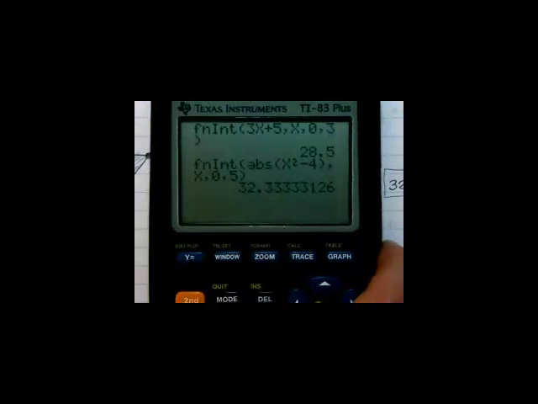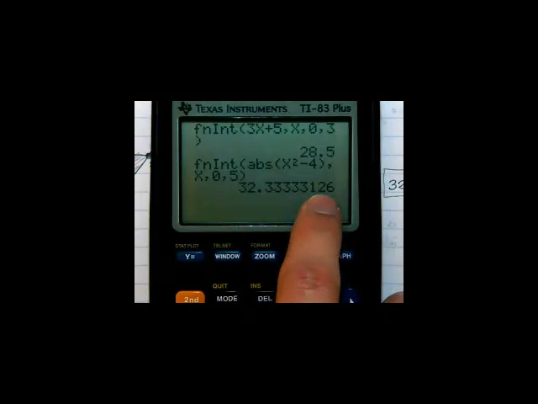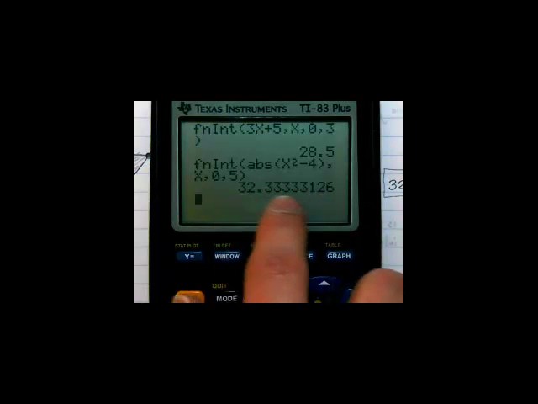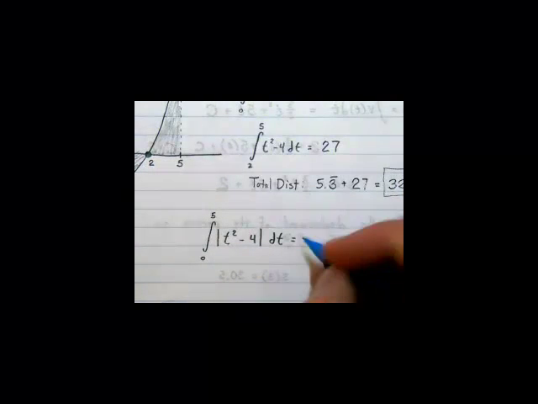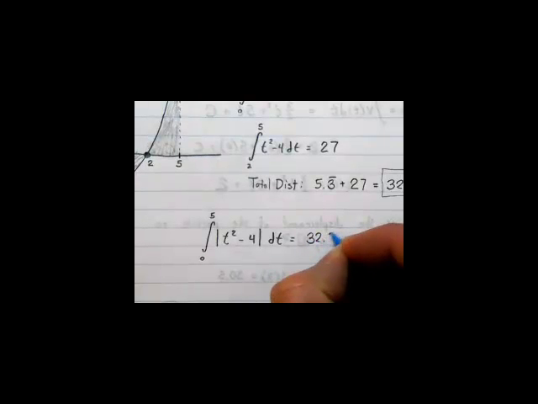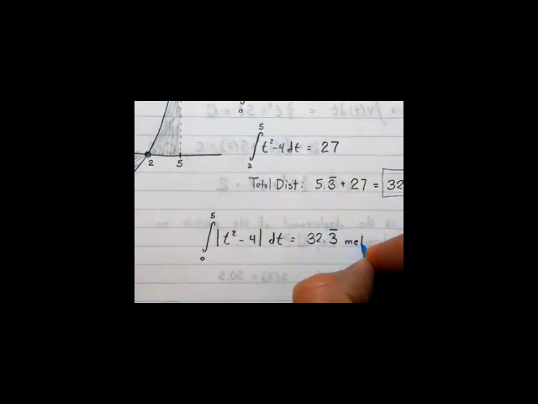All right, yeah, it should look something like that. So double check it if you didn't get the right answer. So fn int of ABS x squared minus 4, 0, 5. Now, if you notice, there's a teeny bit of error here. Your calculator kind of chokes on this a little bit, but it should be enough where you can see the trend and know what it should be. So, yeah, we're getting the same thing then, 32.3 meters.